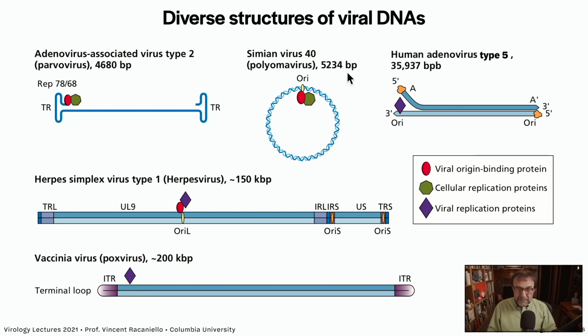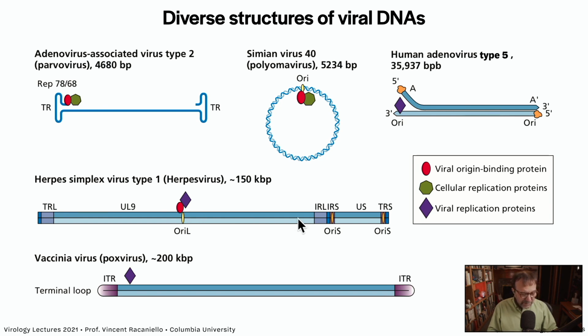SV40, 5.2 kbp of double-stranded circular DNA. Then we have adenovirus, which is 35,000. So here's what I mean. These two, 4.6 and 5.2, they only encode one protein, essentially, to get DNA synthesis started. And then we jump to human adenovirus, and it encodes its own polymerase and some other proteins too.